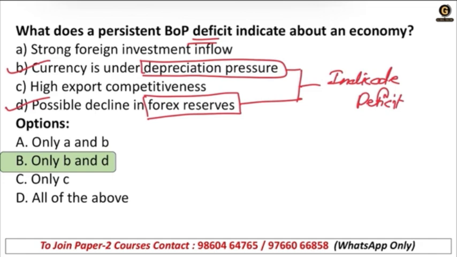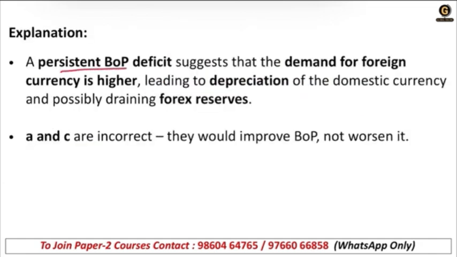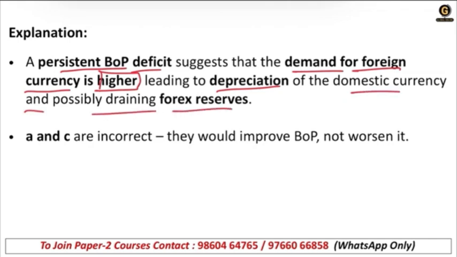All right, a persistent BOP deficit suggests that the demand for foreign currency is higher, leading to depreciation of a domestic currency, possibly draining the forex reserves. Correct. A and C are incorrect. They would improve BOP, not worsen it.